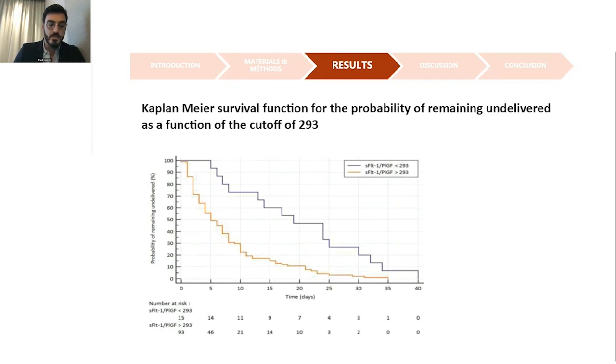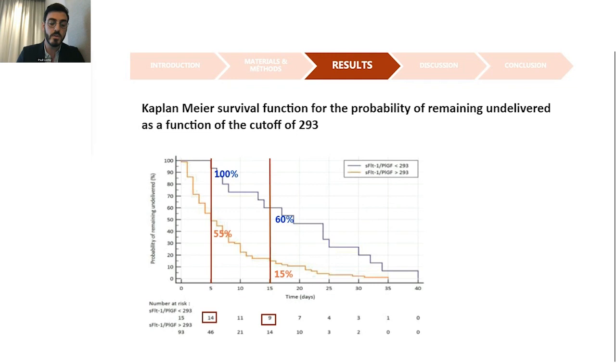As you can see, the sFlt-1-PlGF ratio was inversely correlated with the length of time between admission and delivery. The mean survival without delivery was 20 days when the ratio is less than 293, and only 7 days when it's more than this cutoff.